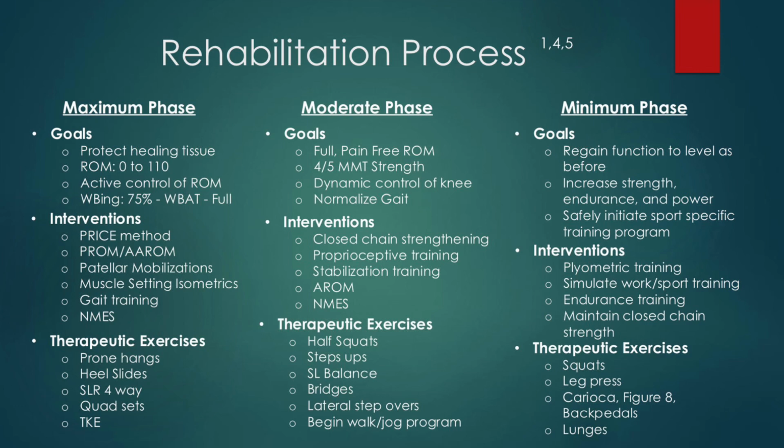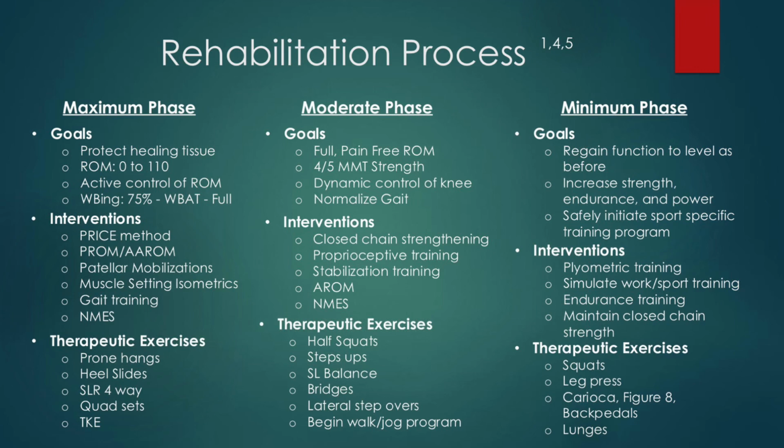all the extension and flexion, and then we'll also do quad sets and TKEs. During the moderate phase, some of our goals are full pain-free range of motion. We want to have at least a 4 out of 5 manual muscle test strength, dynamic control of the knee, and we want to begin to normalize our gait. Some interventions during this are closed chain strengthening, proprioceptive training, stabilization training, active range of motion, and NMES.